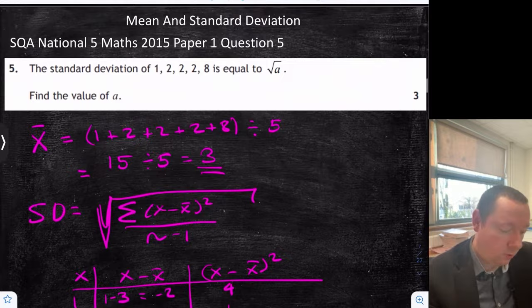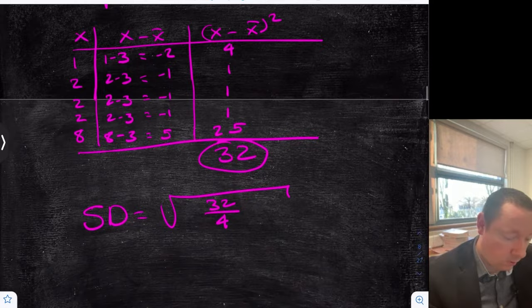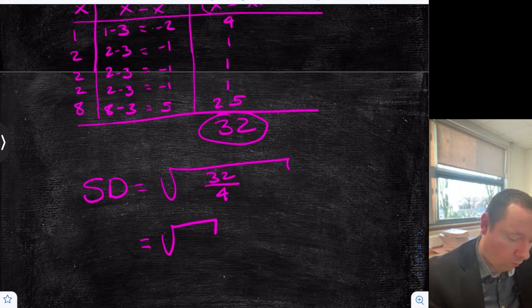Now, looking back at this question, it says it is equal to the square root of A. So that's close enough to the square root of A. But we can simplify 32 divided by 4. 4 eights are 32. So that means that's the square root of 8. So to answer the question, A equals 8.